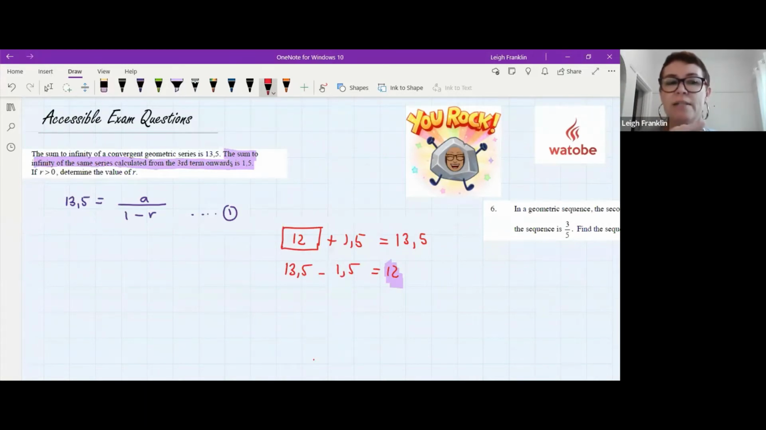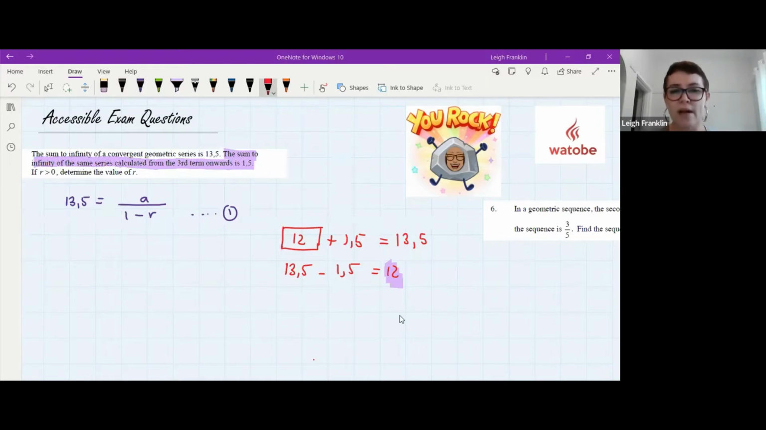Read again carefully, guys. It says the sum to infinity of the same series calculated from the third term onwards. So from the third term onwards, what about the first and the second terms? Anyone got any idea now? 12 is the first term, unfortunately not. 12 is the sum, there we go.